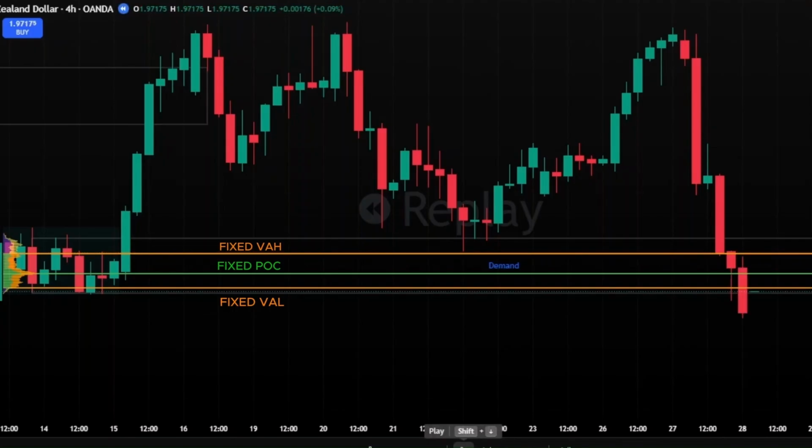Price breaks below the fixed POC, and then we get a closure below the fixed value area low. And now the question becomes, where is the evidence that buyers are defending this zone? In this example, there is none. Price didn't get accepted at the point of control, it didn't hold above the value area low, and buyers aren't showing any signs of taking control. So there is no reason whatsoever to be looking for a long opportunity right now.